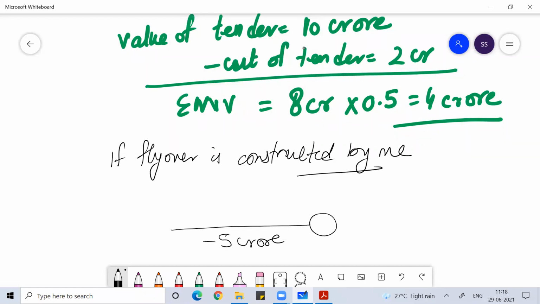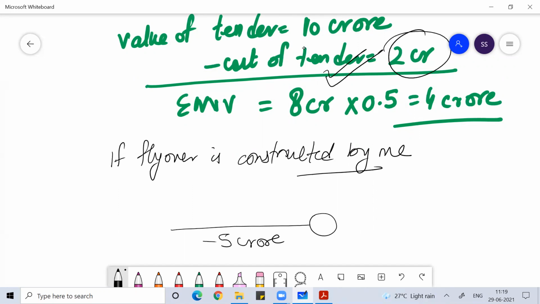So earlier my economic value was 4 crore. Before construction, that is what I'm thinking. Now when I start doing the construction, I realize that there is a cost beyond that. The 2 crore was the cost of getting the tender, because, you know, in bureaucracy you have a lot of people.